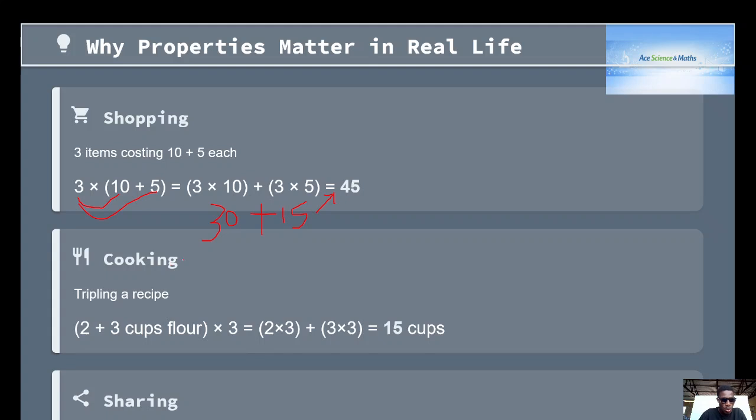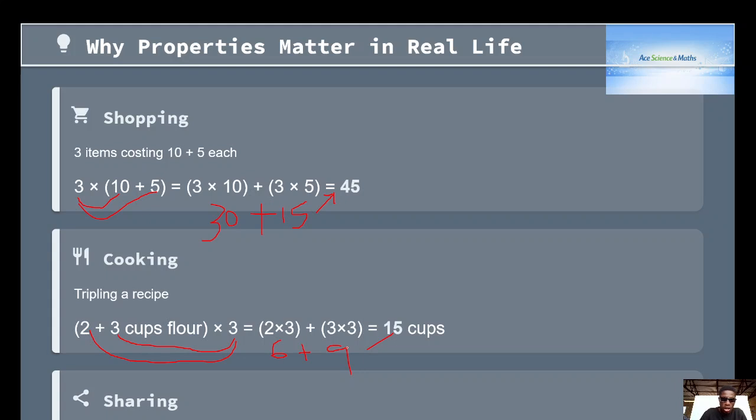And then sometimes in cooking, they say you need 2 plus 3 cups of flour, times 3. So 2 plus 3 cups flour times 3 is basically telling you to distribute this 3 among the 2 and the 3. So giving you 2 times 3, which is 6, plus 3 times 3, which is 9. And then when you add these two together, you get 15. All right. So that is how these properties work in our real life.